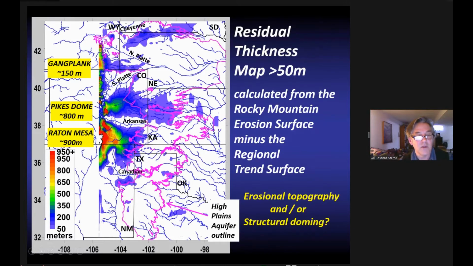And then Raton Mesa has up to 900 meters of relief on it. And then we get some scattered things out here. There's a little bit of noise once you get down into the weeds, but look at Pikes Peak. It goes all the way out well into western Kansas, and we're going to see this again.